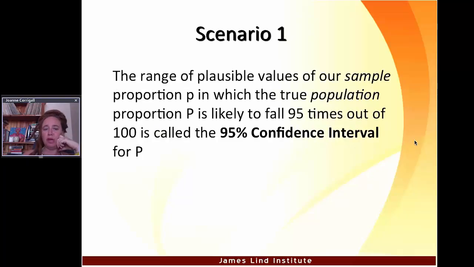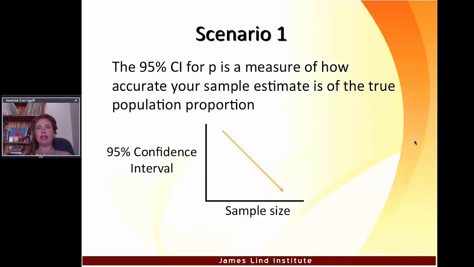in which the true population value is likely to fall 95 times out of 100 is what we call the 95% confidence interval. So what does that mean? It means that if I take 100 samples from our population, then 95 times the value that I get from those samples would capture the value in the entire population. And obviously you can imagine that the larger the sample size, the better and the smaller our 95% confidence interval will be.